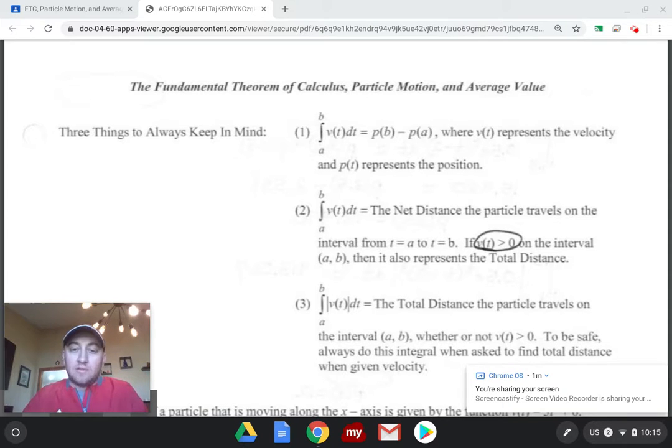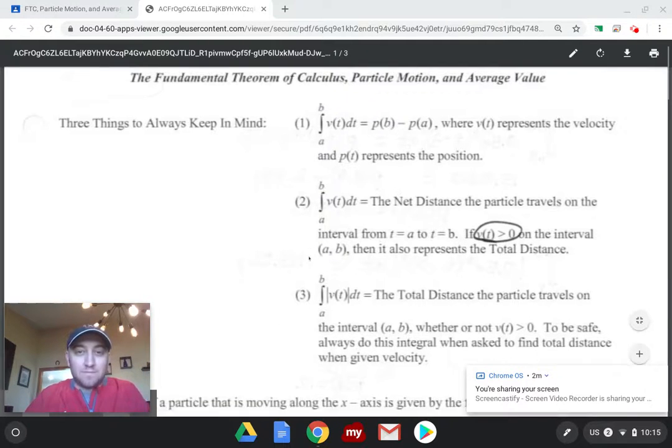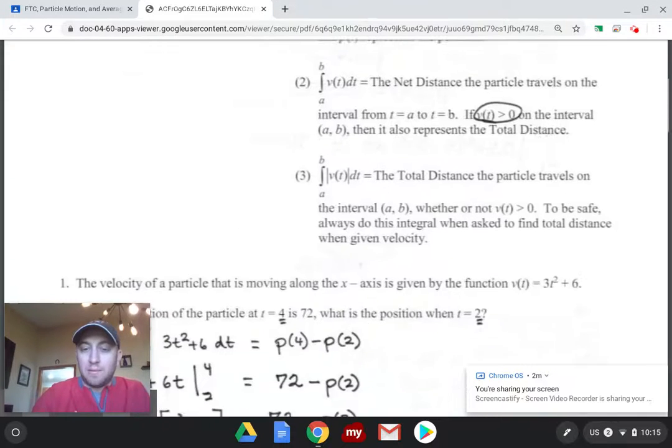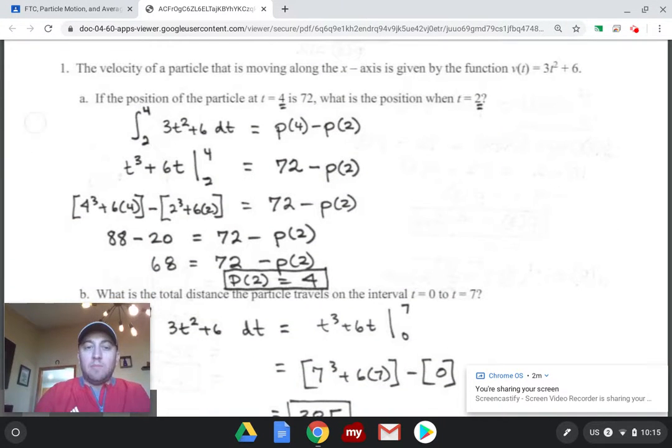So total distance traveled, if I do change directions, I would have to split up our intervals. So like if I change directions from 0 to 10 at 5, I'll have to find the distance that I traveled from 0 to 5, and then also find the distance that I traveled from 5 to 10, and then really add those together. So we're looking at a couple of examples here on our notes, and this one's kind of very similar to what we did in our last section as well.